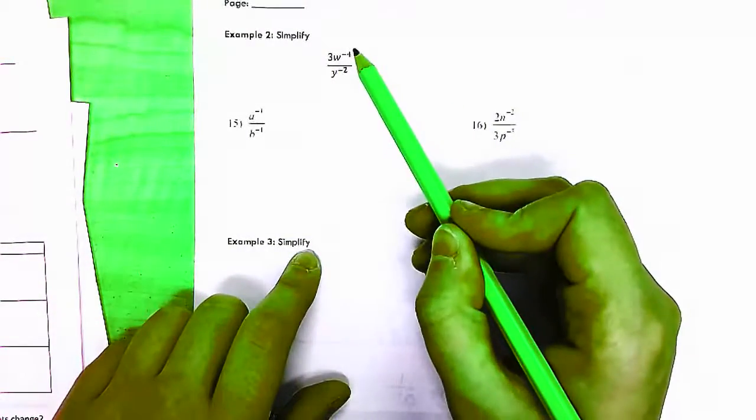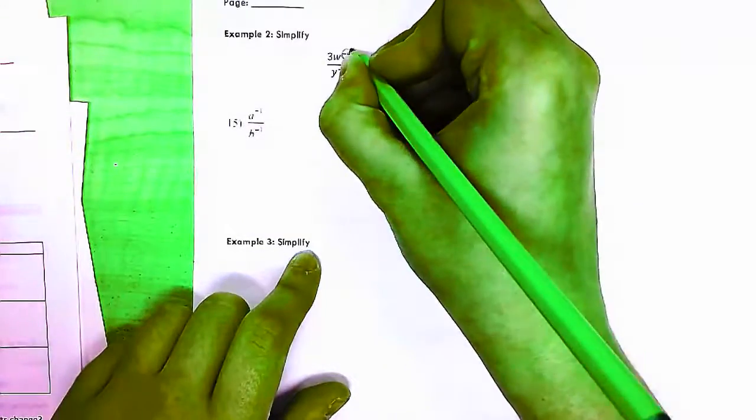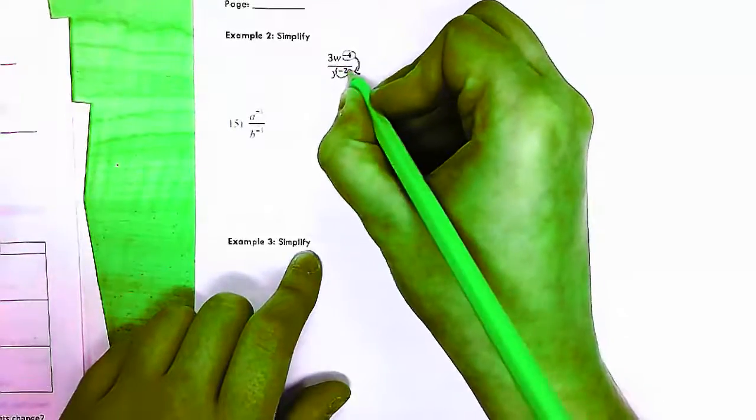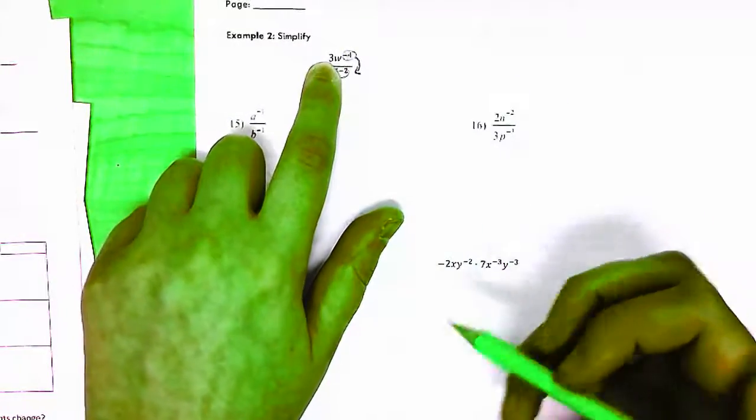Other than that, I'm going to move on to here. So for example 2, it says simplify. This time I see 2 negative exponents. So I'm going to circle my negative exponent at the top. I know that means I got to bring it to the bottom. My negative exponent on the bottom, I know that means I got to bring it to the top. And then I'm left with this little 3.